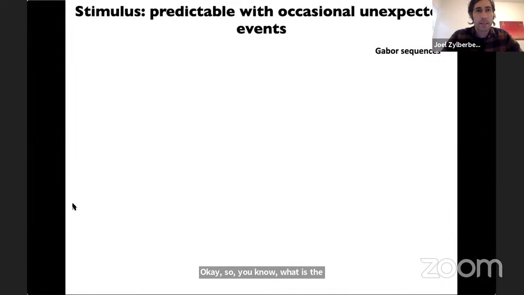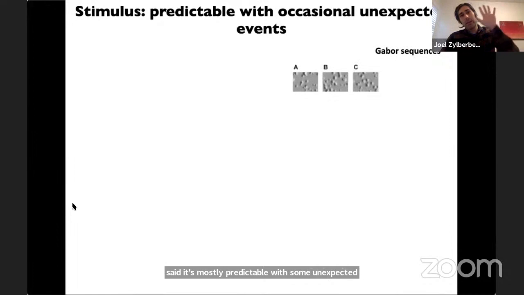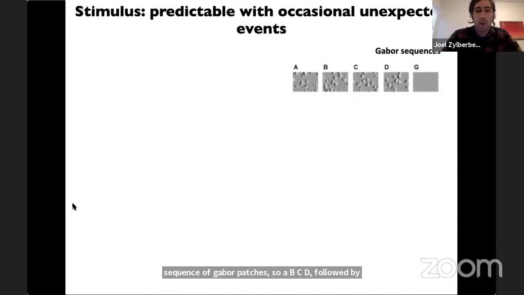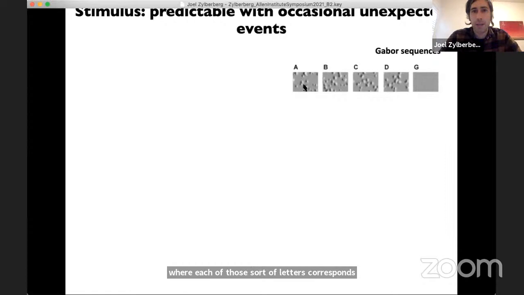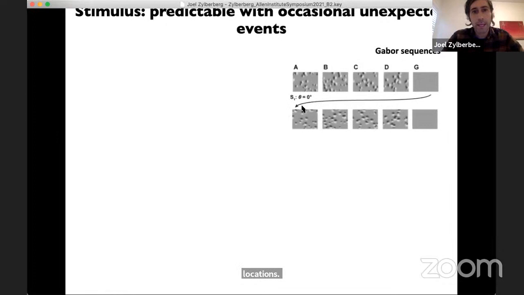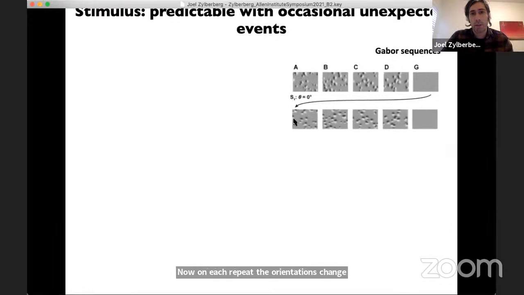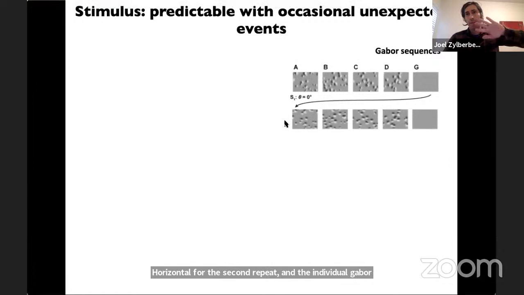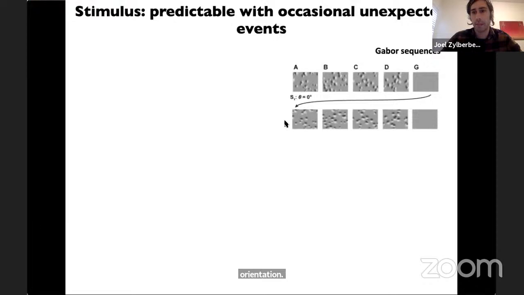Okay, so what does the stimulus look like? I said it's mostly predictable with some unexpected events. The stimulus itself is this sequence of Gabor patches, so A, B, C, D, followed by gray, where each of those letters corresponds to a set of locations for these Gabor patches. So the A's have this set of locations, B's are some other locations, and C's are some other locations. And then this repeats, A, B, C, D, gray. Now on each repeat, the orientations change. So you'll notice they're mostly vertical for the first repeat and horizontal for the second repeat. And the individual Gabor patches are slightly jittered away from that mean orientation. So the same pixel pattern never repeats within the stimuli.